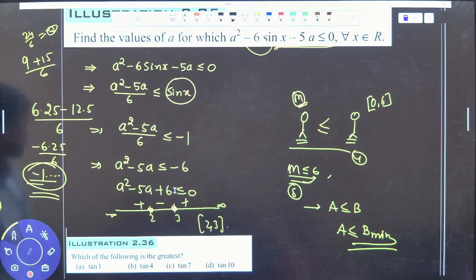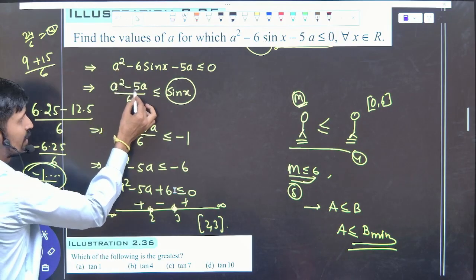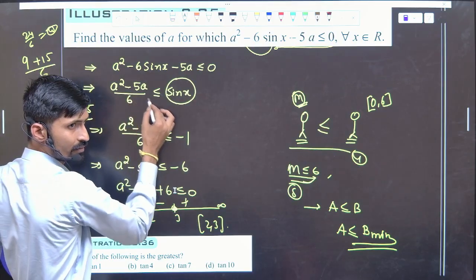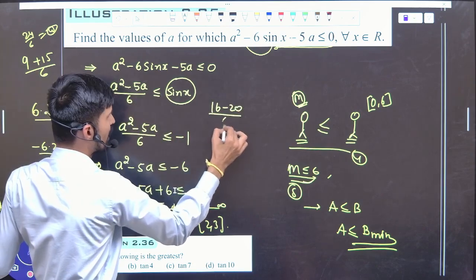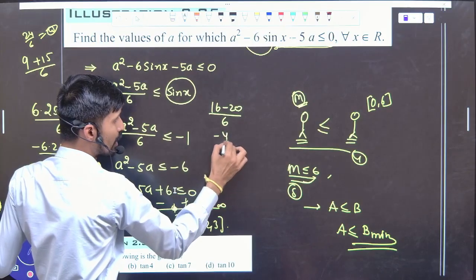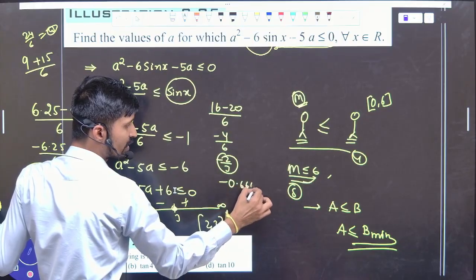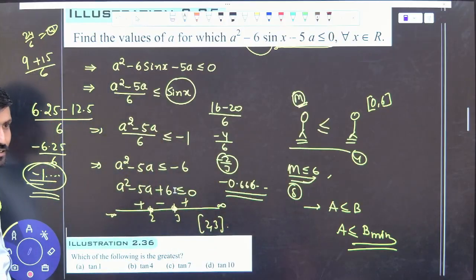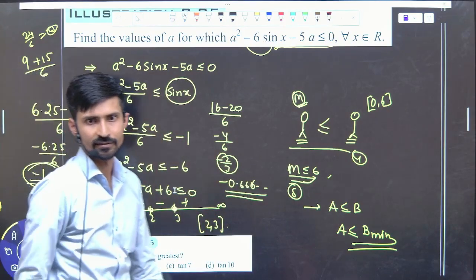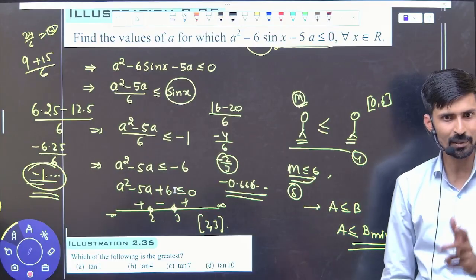Now you take some other number, another positive number, 4, outside 2 to 3. Let's check. 4 square is 16, minus 20, by 6. What will this be? Minus 4 by 6, minus 2 by 3, that is minus 0.666. Tell me, is minus 0.666 less than sin x? Maybe, may not be. Not 100% sure, na?